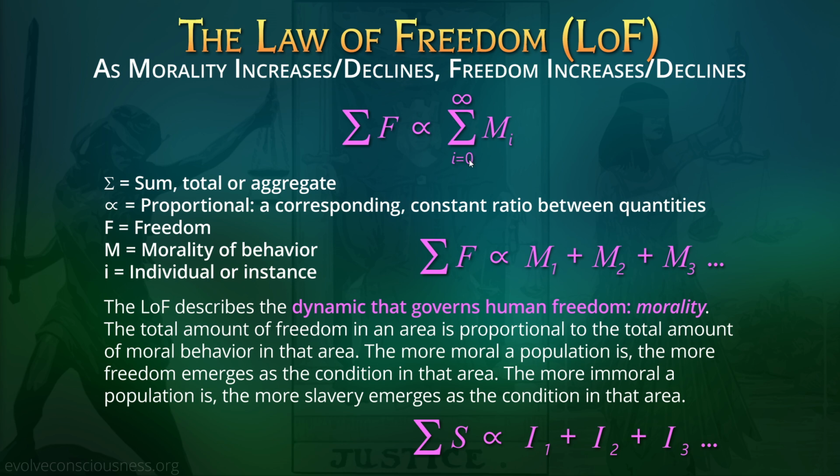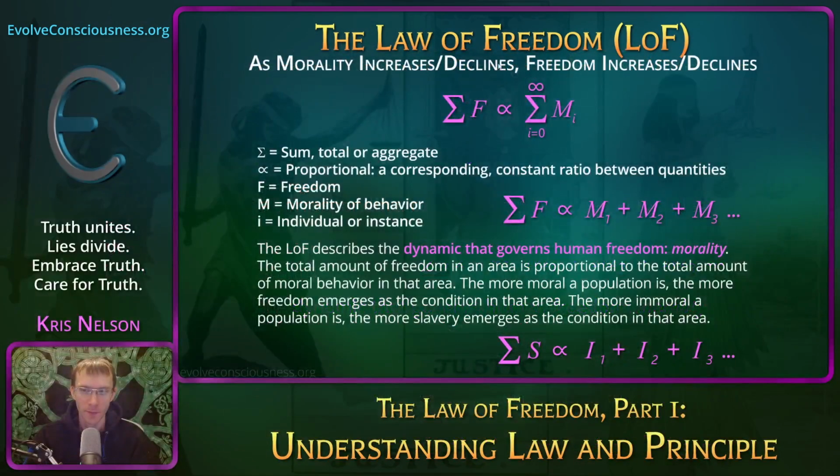And I starts at 0 and it goes to infinity, theoretically. Obviously, there's not an infinite amount of people, and there won't ever be an infinite amount of instances, but there's a lot of them. And the symbol in the middle is a symbol for proportionality. That means a corresponding constant ratio between quantities. And those quantities are freedom and morality. So the sum, total, or aggregate of freedom is proportional to the sum, total, or aggregate of morality.